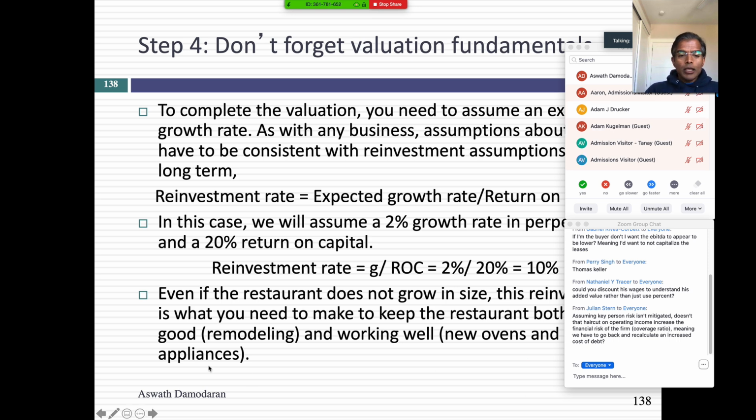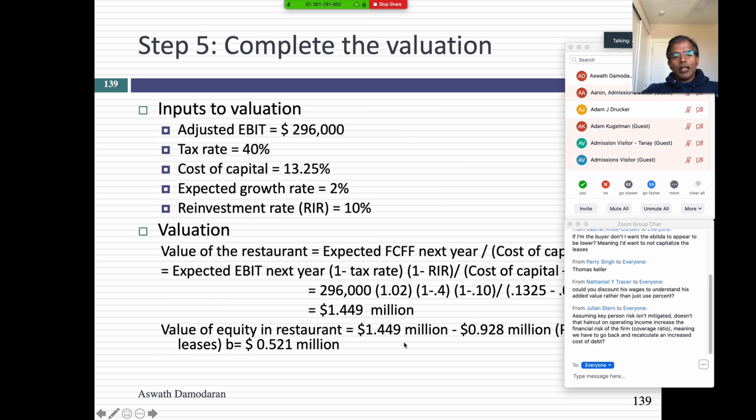So let's finish the valuation. Here's what I had for my numbers: 296,000. That's a key person adjusted operating income, 40% tax rate, 13.25% cost of capital, reflecting the fact that I'm using a total beta, 2% growth rate, 10% reinvestment rate. So I plug the numbers in: 296,000 times 1 minus the tax rate. I want next year's cash flow, so there's a 1 plus g. 1 minus 0.10 is net of reinvestment.